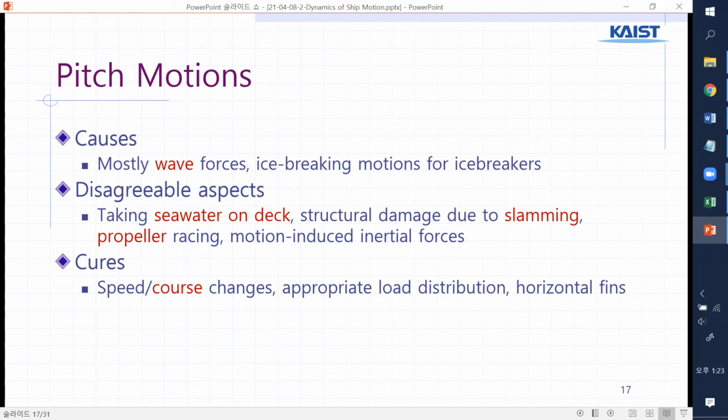As cures, you can change the course direction of the ship, and speed can also be changed to reduce the pitching motion. And also load distribution, meaning the cargo weight can be distributed properly to reduce the pitching motion. Also a stabilization fin can be used for the pitching motion in a different direction.